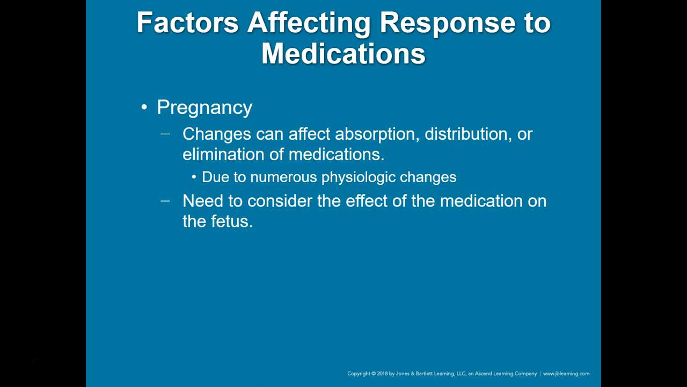Pregnancy, of course, changes everything. With that, the cardiac output and intravascular volume increase. Our hematocrit actually decreases, and respiratory tidal volume and minute volume increase. Our inspiratory and expiratory reserve volumes can decrease. GI motility decreases. Renal blood flow and urination increase. So pregnancy can change a lot. And then we also need to be considering how those medicines are going to affect the baby inside of there.